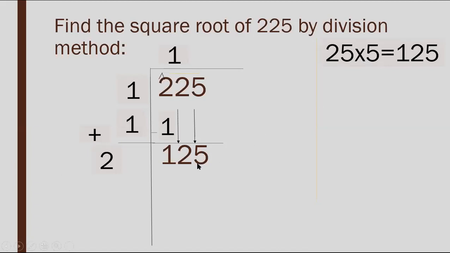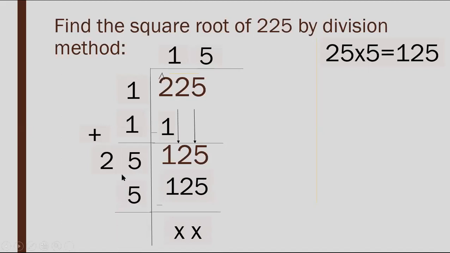For example, if here the number is 4, that means we have to take either 2 twos are 4, or 8 eights are 64. We have to check the ones place. So here 25 into 5 is 125. So 125 minus 125 will cancel out, and on the left hand side, we have to add only 5. The number which we have taken for the multiplication, the same number is going to be added on the left hand side.